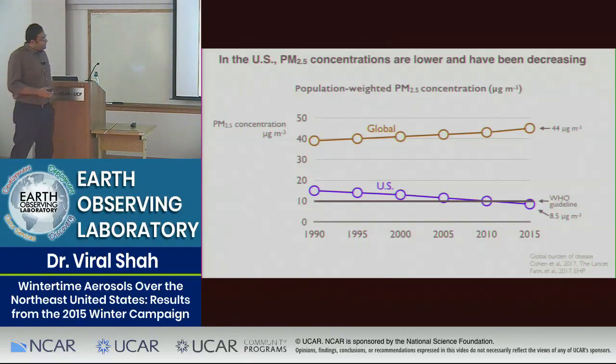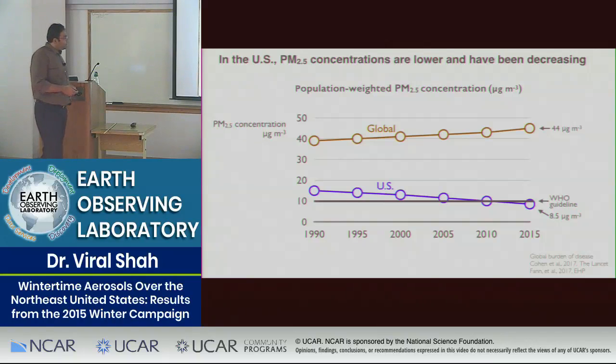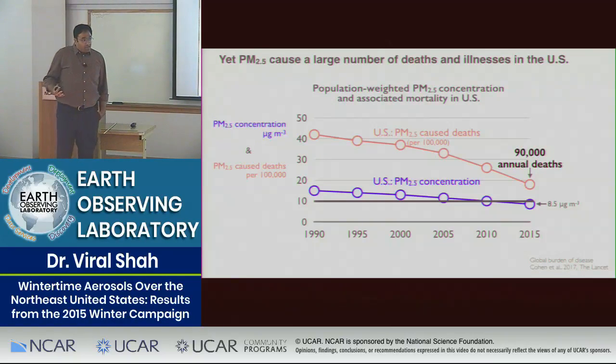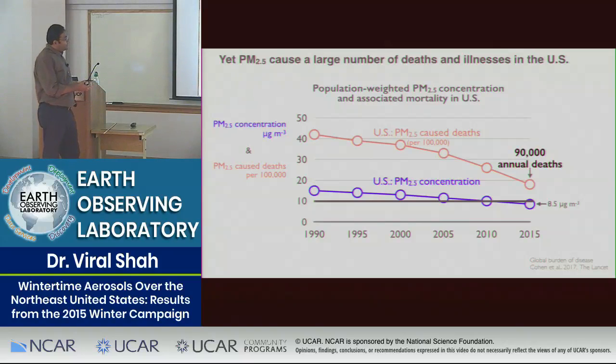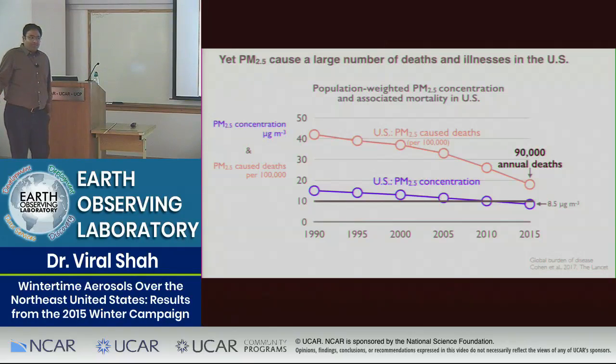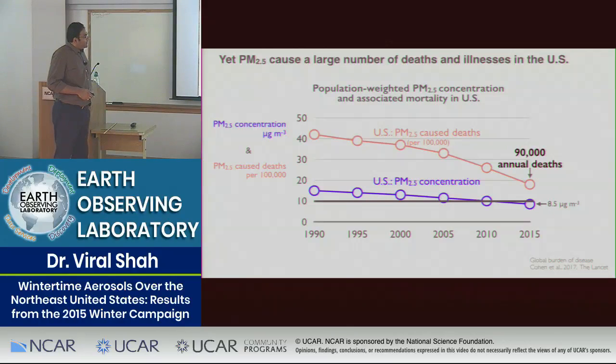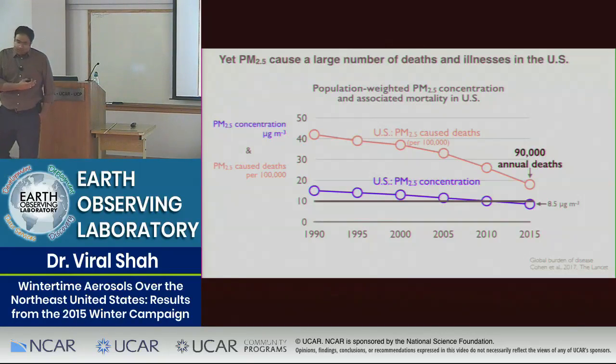So things are getting better, but this does not mean that we don't have to worry about these small concentrations, because even at these concentrations, every year in the US, 90,000 people die prematurely because of exposure to these low-level concentrations of PM2.5. So there is really no baseline. The safest concentration is 0, but this is a huge number. So conditions are getting better, but they're not getting better as fast as we would expect. And I'll show you in a few minutes a couple of reasons why that might be.